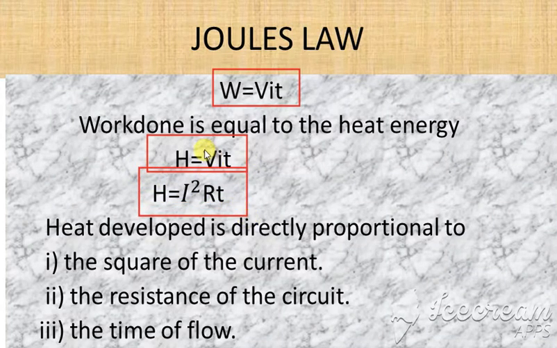The reason we write I square is because from Ohm's law, V = IR. That I into I becomes I square, so I²RT. From this we can say that the heat energy is directly proportional to the square of the current, directly proportional to the resistance, and also directly proportional to T. What is T? It is the time of flow. Okay, so this is about Joule's law.